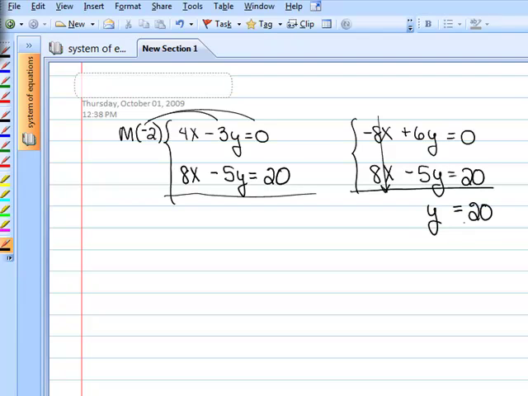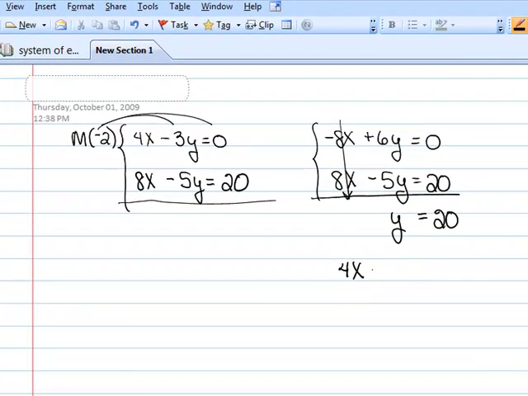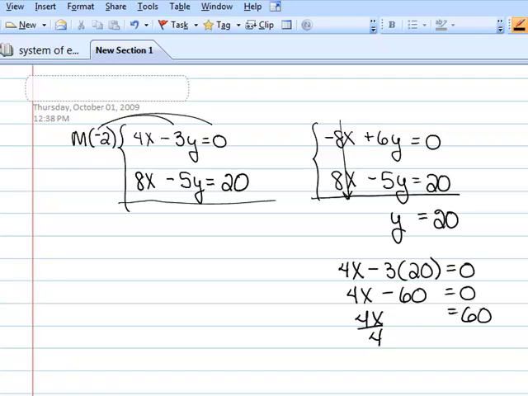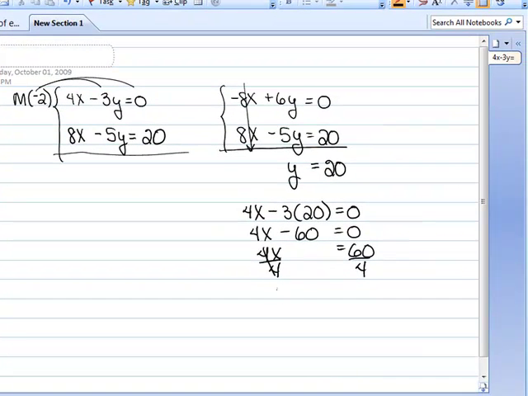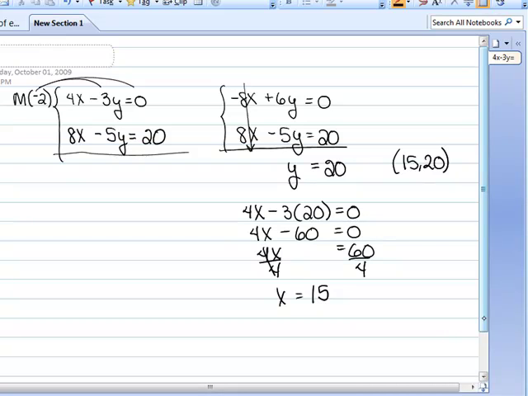You take that value, plug it back into any of the equations from before to solve for x. So I'm going to put it back into the top equation of the first system here. And now you're going to solve for x. So I have 4x minus 60 equals 0. 4x equals 60. And then divide both sides by 4. And I get x equals 15. So the point (15, 20) is a point that works on both equations.